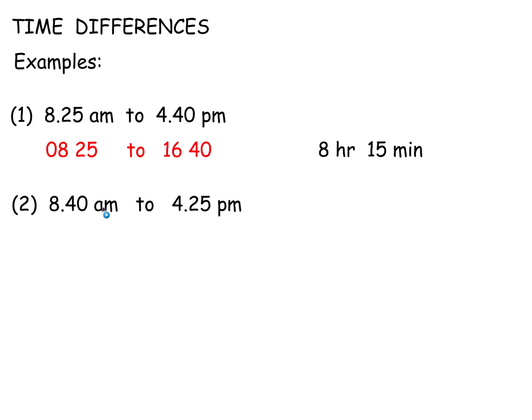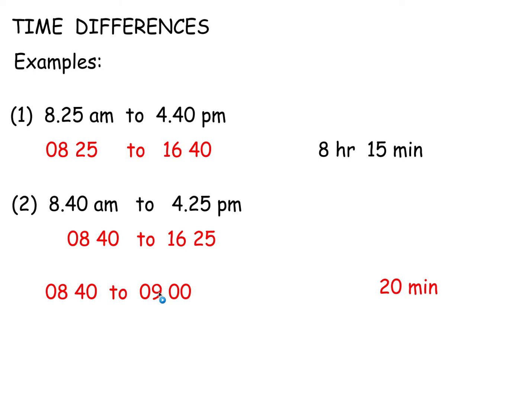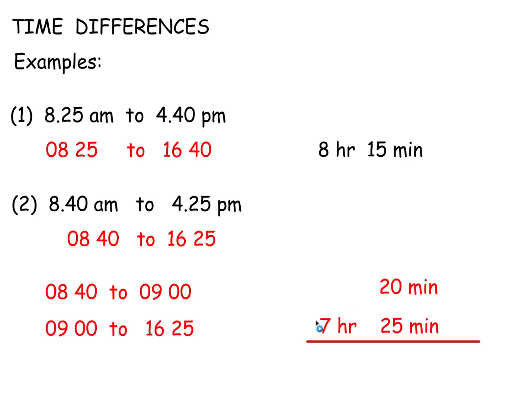Here, put it into 24-hour clock, and here it's trying to take 40 off 25, so that won't work. So the best thing here, I would think, is to make the 0840 up to a round hour, 0900 hours, that's 20 minutes, and then go from 0900 to 1625. It's quite easy, it's 7 hours 25 minutes. That's quite easy to get. And then just add the two bits together.